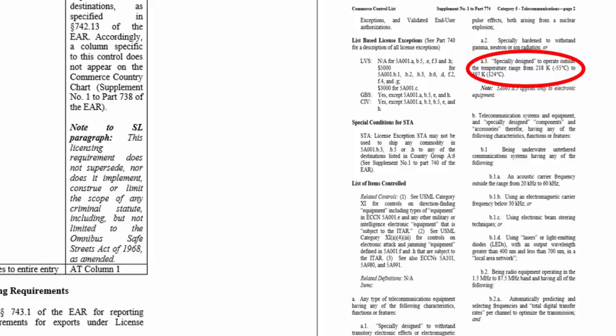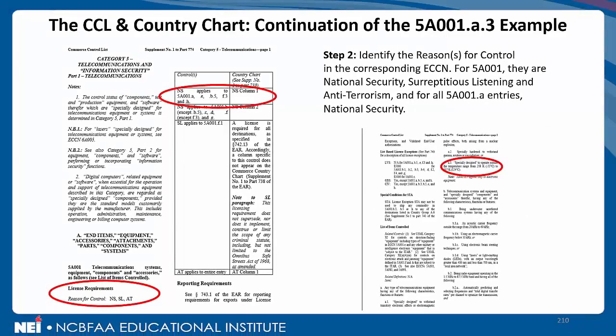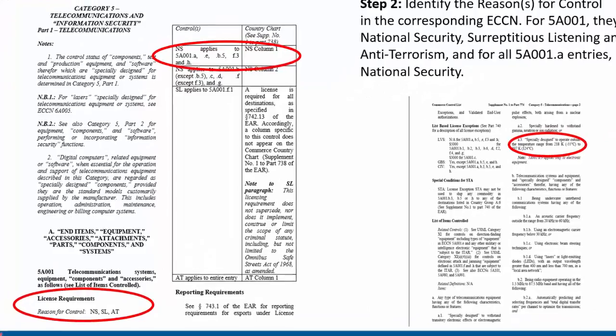We're just being thorough, refreshing our memories. So in step 2, clearly, step 1 has already been taken care of because we have ascertained that our ECCN is 5A001, so we can jump right into step 2, which is to identify the reasons for control and the corresponding ECCN. You see that in the lower left-hand side, circled.